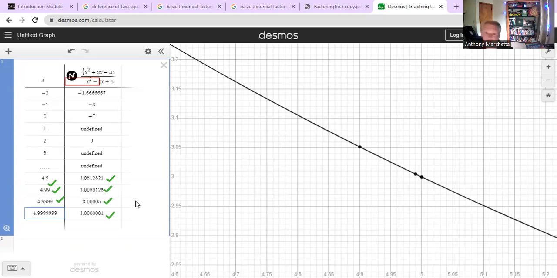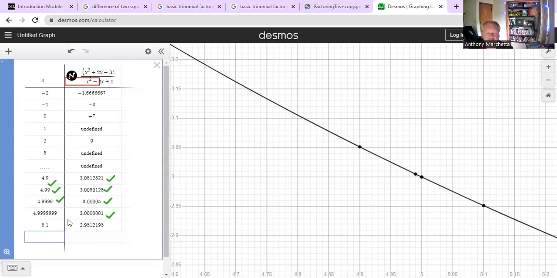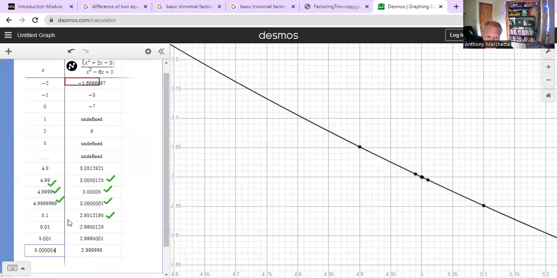Does it ever get to 3? No, there's no such point as (5, 3). We've established that, right? How about as I approach it from the right? How do I show that? Well, let's go above the number 5. What's above 5? Above 5 is 5.1, right? And then closer, 5.01, and 5.001, and 5.00001.